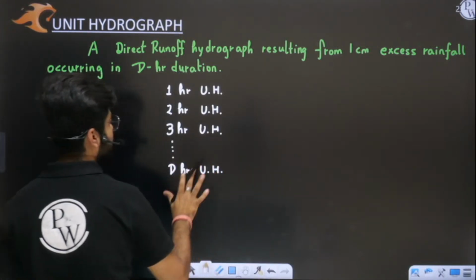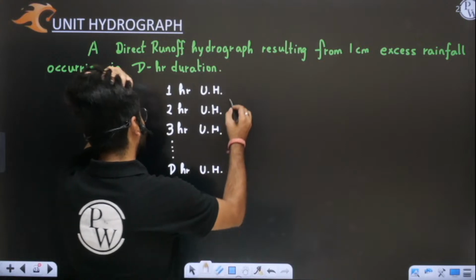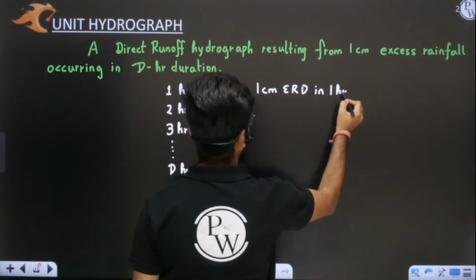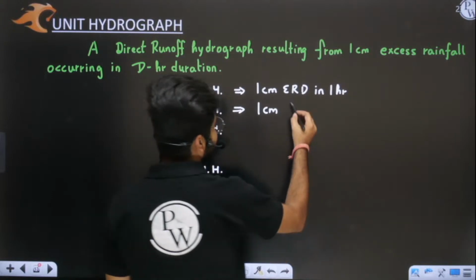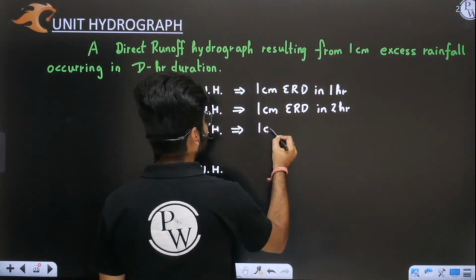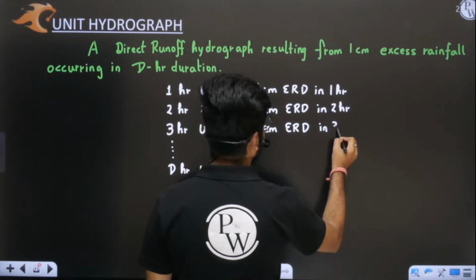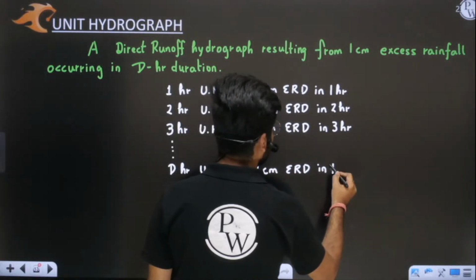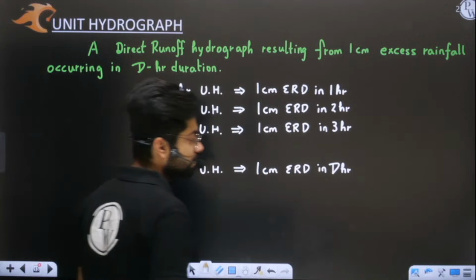See, you need to understand the first parameter, duration, is different. Duration can be 1 hour, 2 hour, 3 hour, like this. I will write here that 1 centimeter effective rainfall depth occurred in 1 hour. Again 1 centimeter, because unit means 1 centimeter excess rainfall. So 1 centimeter effective rainfall depth occurred in 2 hour. Then 1 centimeter effective rainfall depth or excess rainfall occurred in 3 hour. Here, 1 centimeter effective rainfall depth occurred in D hour. So this unit is representing effective rainfall depth, and this D is representing duration.